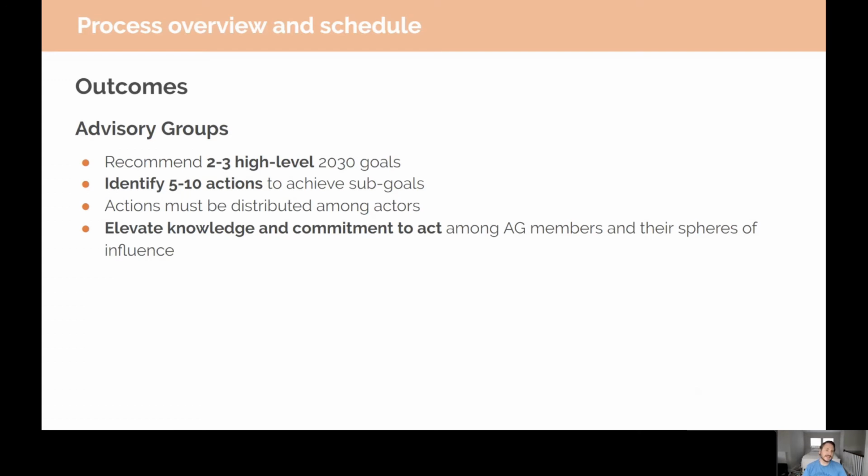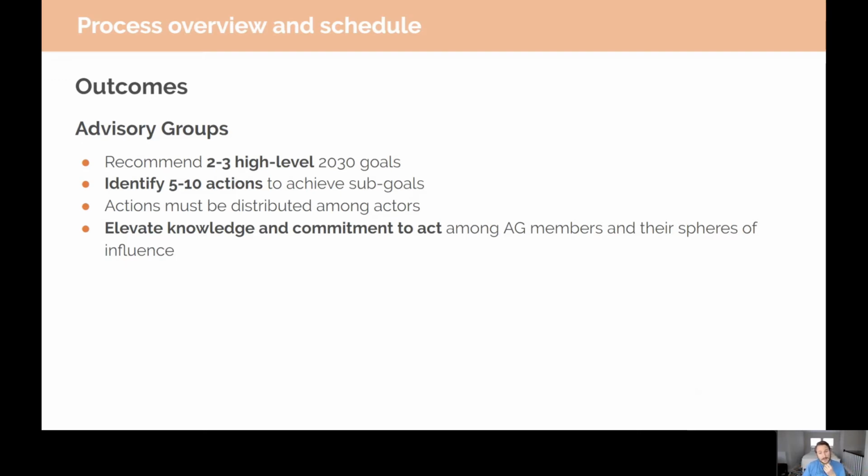This time around, as I said earlier, each one of these advisory groups is going to recommend 2 to 3 high-level goals that we are set to try to reach by 2030, and then identify 5 to 10 actions in each one of these focus areas to make progress between now and 2025. So this time we're really trying to zero in on what are the immediate activities we implement in the next 5 years, and then what do we really want to achieve by 2030. So really trying to focus in here. And then we're going to focus on distributing the action amongst other actors, not just the city.